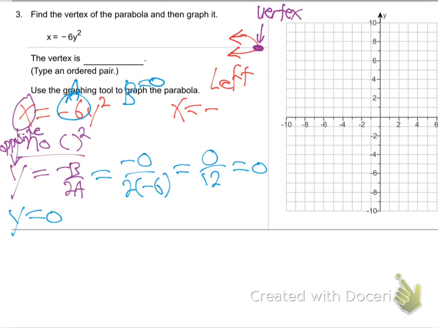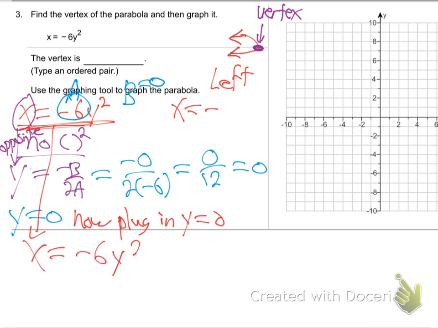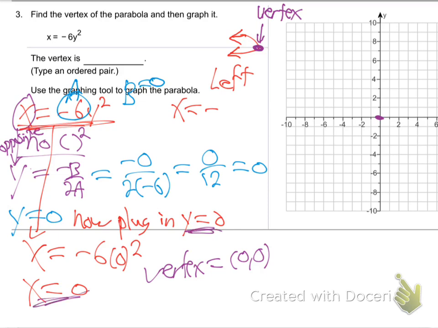Now how do we find x? We plug it in. Plug in y equals 0. Bring our original equation down to here. X is minus 6y squared, but put in the y slot the 0, so x is also 0. So our vertex, our center is 0, 0, right here at the origin. Now, we've got the center, y was 0, x was 0, 0, 0. Got that by y is negative b over 2a, so that's the center.